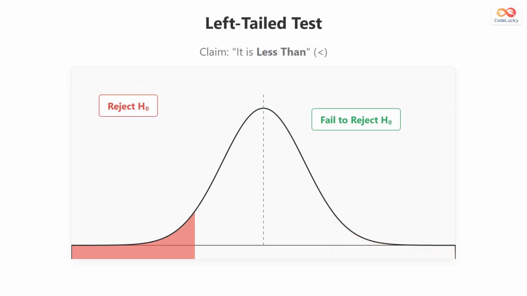If your claim uses a less than sign, we perform a left-tailed test. Here, we only care if the result is significantly lower than the assumed value. We look for evidence only in the lower left-hand tail of the curve.